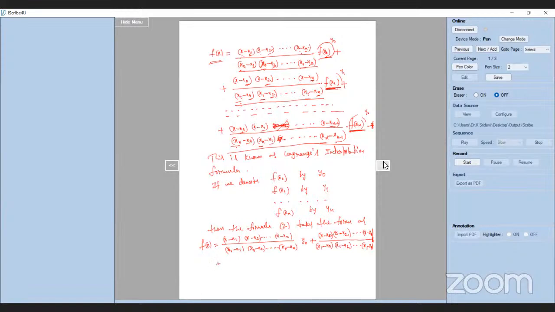And similarly, and so on, plus the last term is (x minus x0)(x minus x1) and so on (x minus xn minus 1), divided by (xn minus x0)(xn minus x1) and so on (xn minus xn minus 1), into yn. Like this. So this is the Lagrange's interpolation formula.